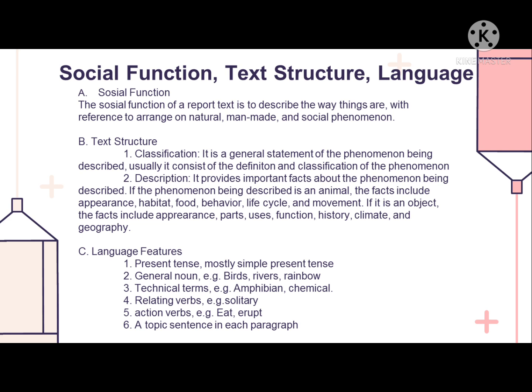If it is an object, the facts include appearance, part uses, function, history, climate, and geography. C. Language features. Number one, present tense, mostly simple present tense. Number two, general noun. Number three, technical terms. Number four, relating verb. Number five, action verb. And number six, a topic sentence in each paragraph.